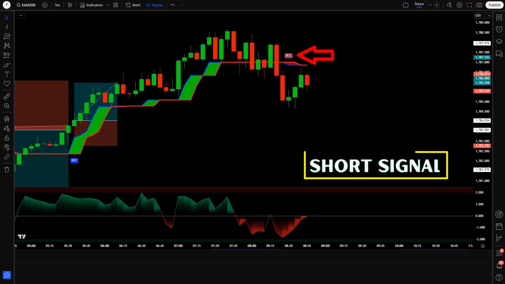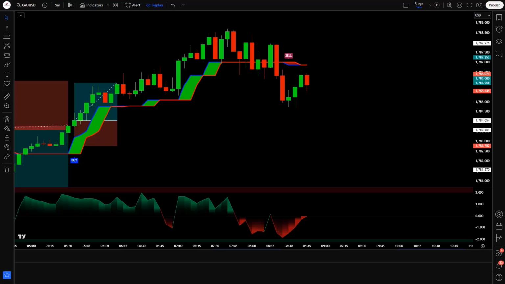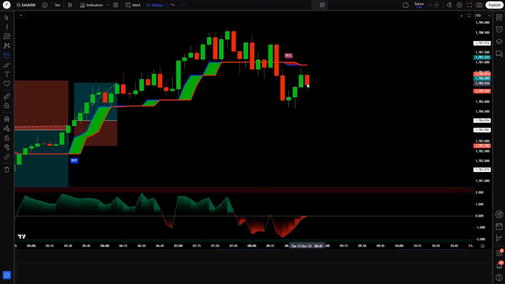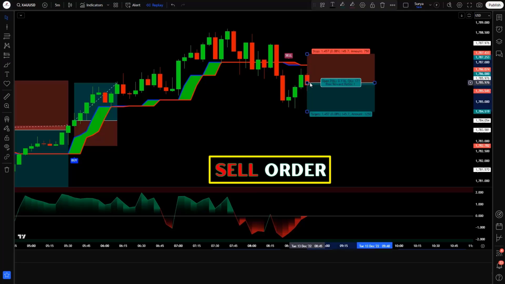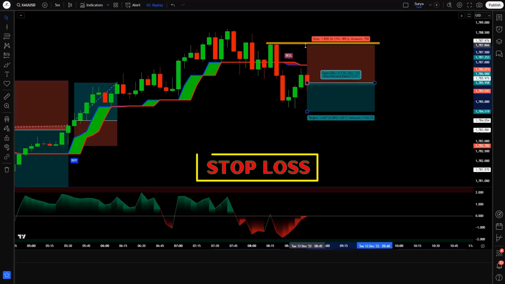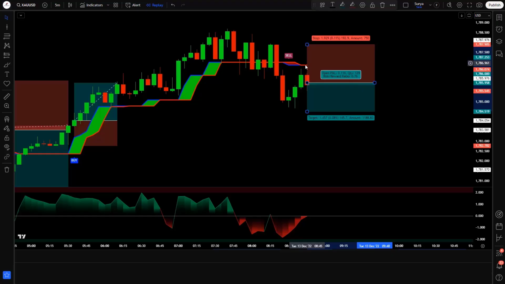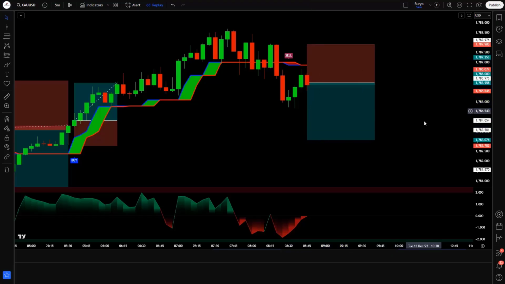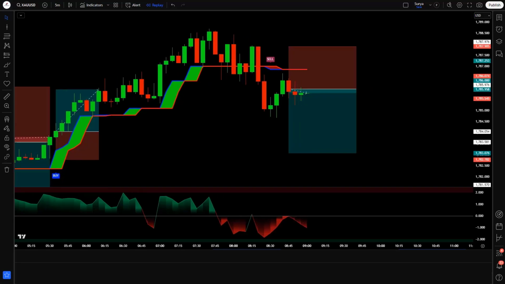When the Alpha Trend indicator has given a sell signal, the regularized MA oscillator indicator has formed a red area. And the market forms a bearish candle. So all these conditions are met, so we have to take a sell order, and our stop loss should be placed at the previous high of the market. And the risk-reward ratio will be 1:1.5. Let's see what happens to our trade.